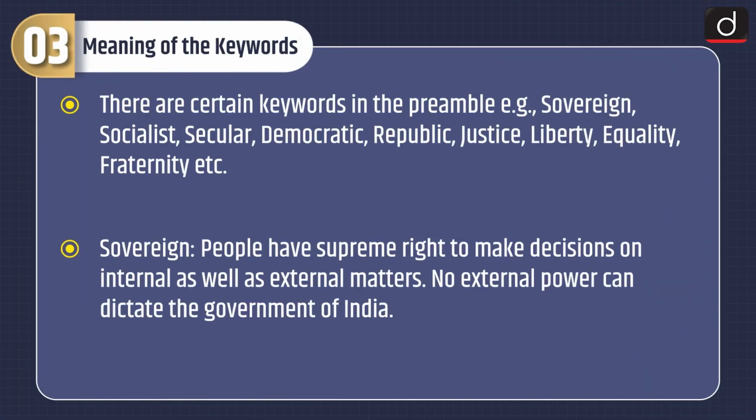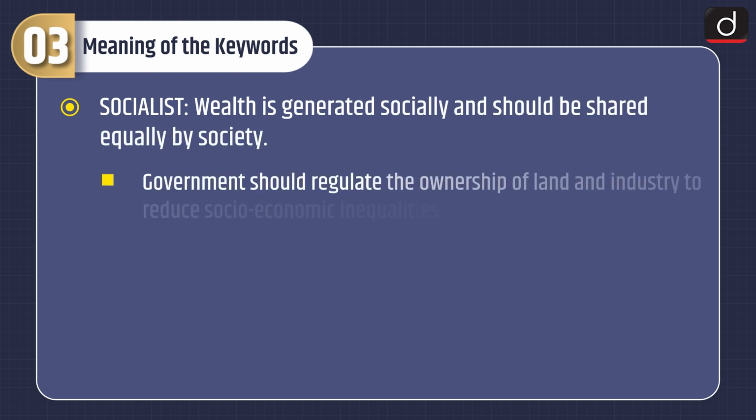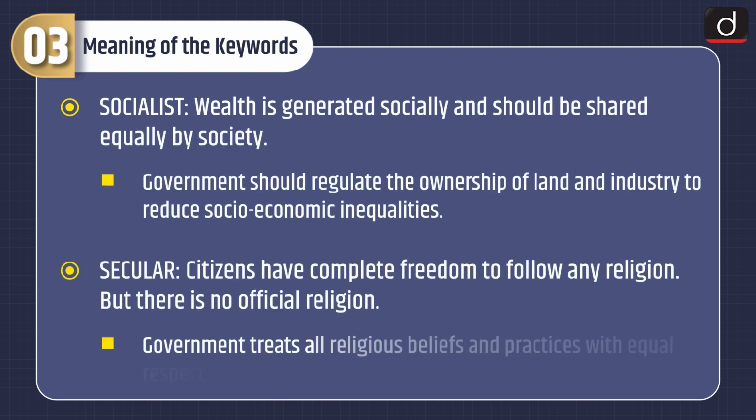Now moving on to the meaning of the keywords. There are certain keywords in the Preamble. Example: sovereign, socialist, secular, democratic, republic, justice, liberty, equality, fraternity, etc. Sovereign: people have supreme right to make decisions on internal as well as external matters. No external power can dictate the government of India. Socialist: wealth is generated socially and should be shared equally by society. Government should regulate the ownership of land and industry to reduce socio-economic inequalities.